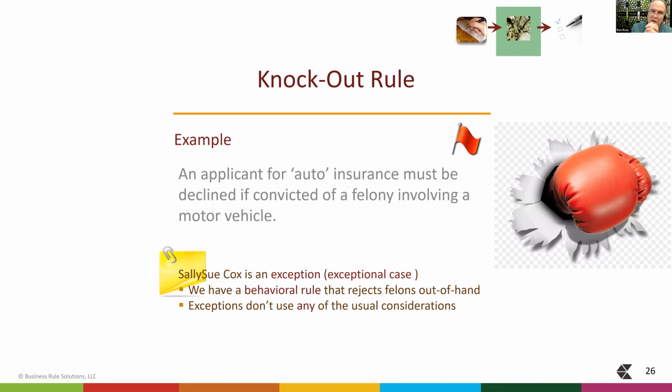So what we call this is a knockout rule. And that's just to have a name for it because it knocks out the usual logic. In fact, we have a policy, and it's a business policy. And the policy, we could write it out as a rule statement. An applicant for auto insurance must be declined if convicted of a felony involving a motor vehicle.